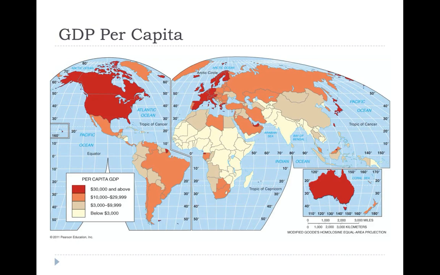This map shows GDP per capita. Remember, GDP per capita is the average wealth. So it's saying like the average person would make this much money. So in the United States, Canada, parts of Europe, Japan, Oceania, Australia, New Zealand, you have your GDP of 30,000 or above, which means on average, each person makes $30,000 a year or higher. Okay, these are going to be your more developed countries.